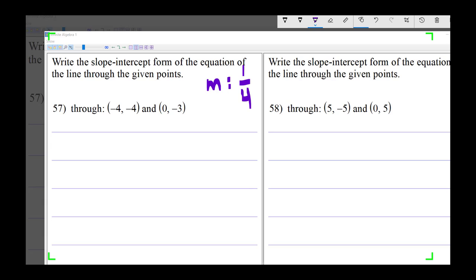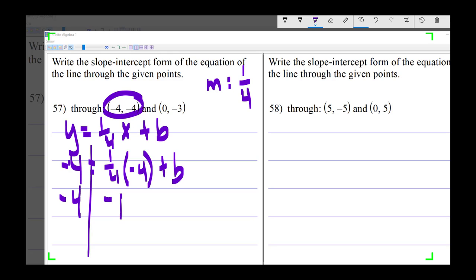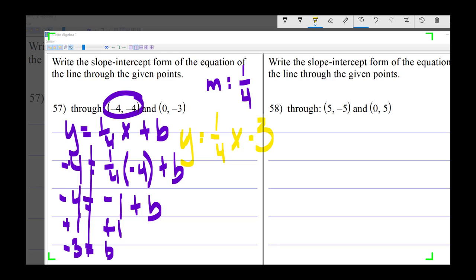From there, substitute that in. And these are the exact same, so negative 4 is equal to 1/4, and negative 4 and plus b. And right here, this is negative 4 still, and 1/4 of negative 4 is negative 1. So to get rid of that, I'm going to add 1 to both sides. This leaves me with negative 3 here. That leaves me with my y-intercept is negative 3. So now I'm ready to put that into my equation, and then I'll be done. So y is equal to 1/4 was my slope, leave x, and then minus 3 is my y-intercept. And then that is it.